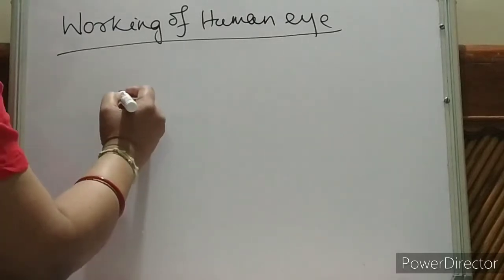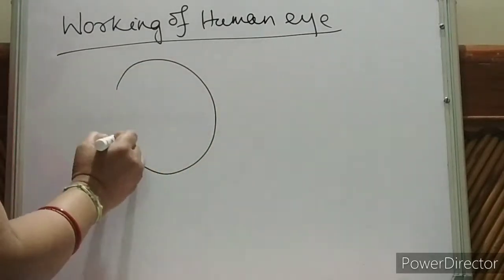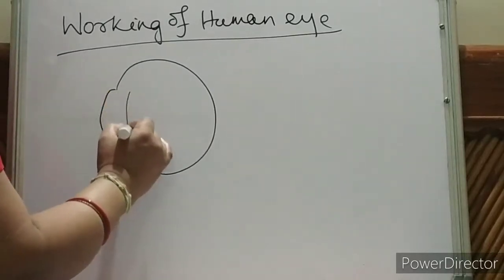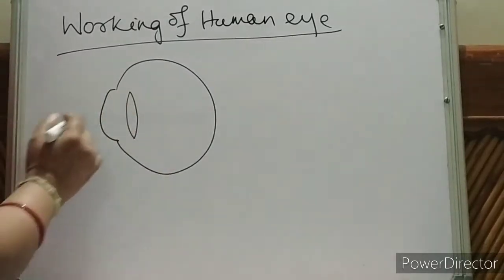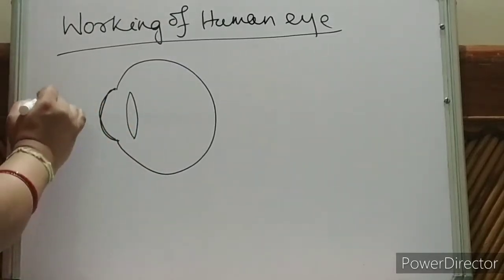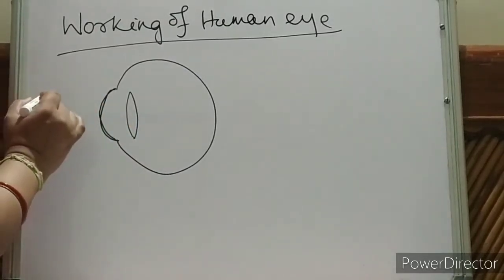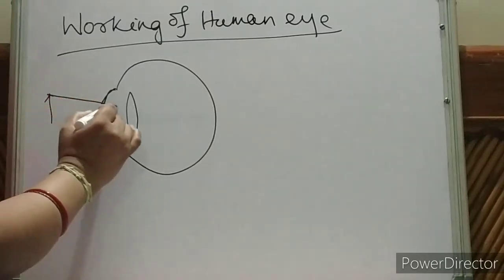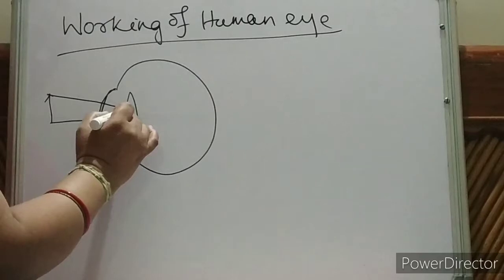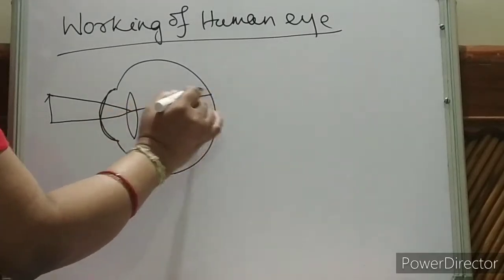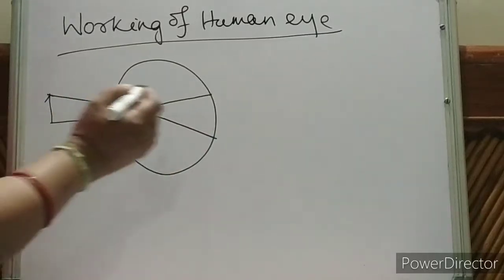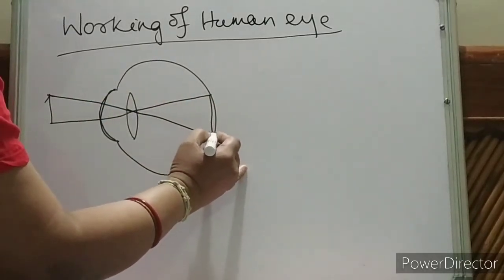This is your eye. Last lecture we have discussed all the structures and this will be your lens. This is your cornea. Suppose object is over here. So rays will go. Here also rays will go, will pass to the lens. And this is your retina and you will get your image like this.